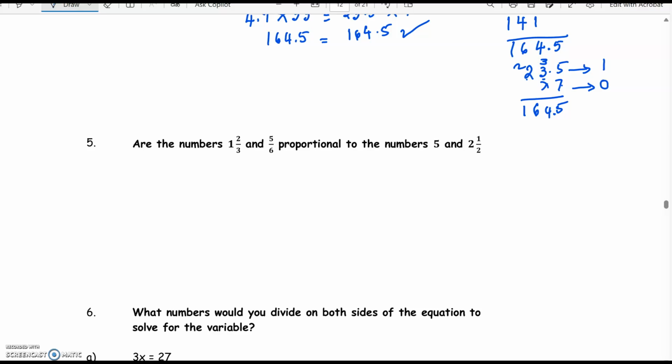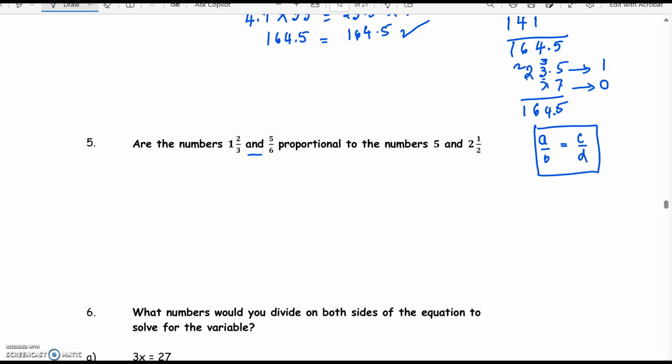So let me just remind you what a proportion is. A ratio on the left equals a ratio on the right. An equation with ratios on either side of the equal sign is a proportion. Now the question says, are the numbers 1 2/3 and 5/6 proportional to the numbers 5 and 2.5?